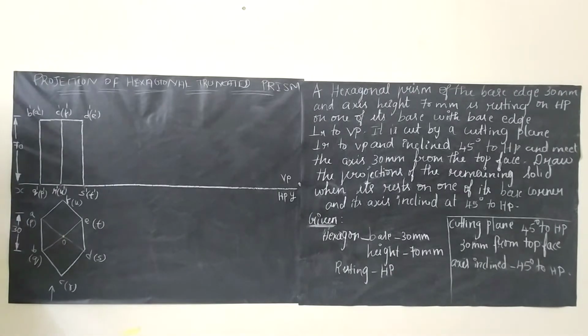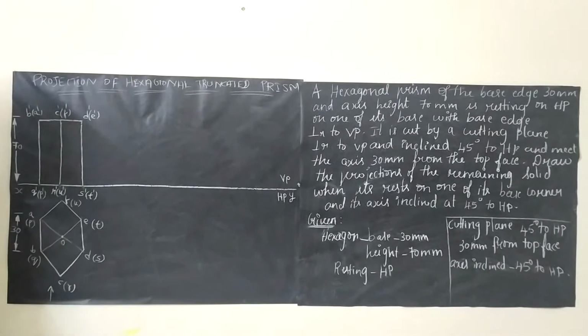And next thing is, we need to draw the cutting plane. The cutting plane is 30 mm from the top surface. So from the top surface we have to keep a point at 30 mm, and from there we have to take an angle of 45 degree.